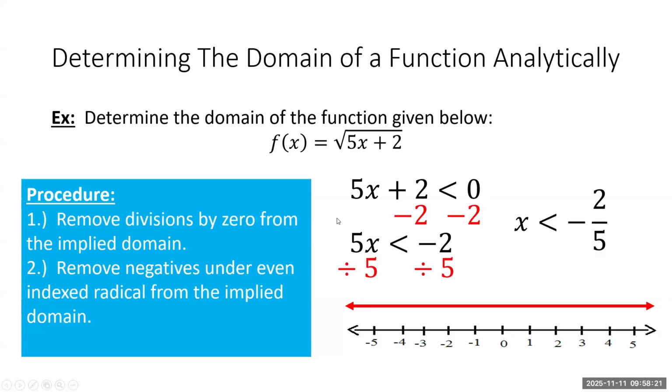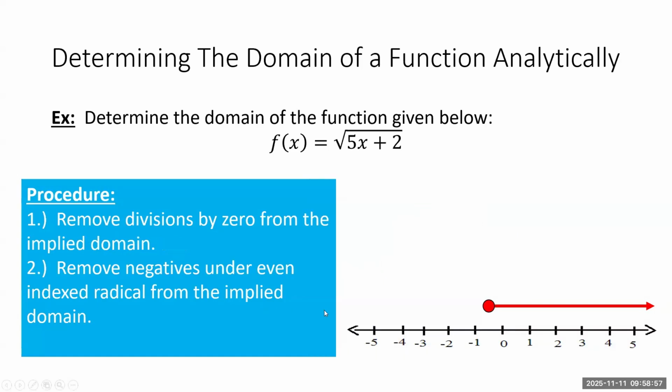than negative 2/5. So what that means is I now have an open circle at negative 2/5, which is about negative 0.4. And if I draw an arrow to the right, I'm creating a separate space underneath my implied domain. These are values which are illegal. So now what I'm going to do is remove those values, which is going to leave me with a closed circle at negative 2/5. And I'm going to keep all of the values to the right of that. So I've removed all of the illegal things. So what I'm left with are the legal things.